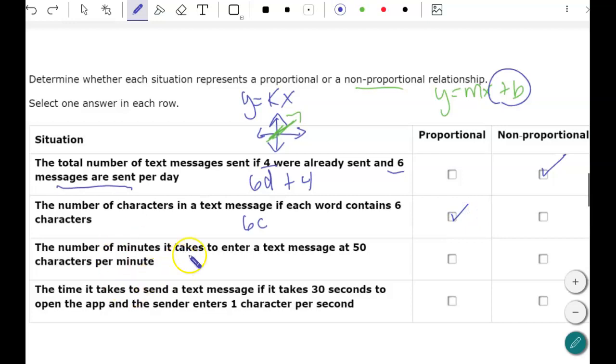The number of minutes it takes to enter a text message at 50 characters per minute. So no plus or minus, so that's proportional. The time it takes to send a text message, if it takes 30 seconds to open the app, and the sender enters 1 character per second. So 1 per second, one character times s, but you have that 30 seconds already, so you have to add that in. So that's a non-proportional relationship.